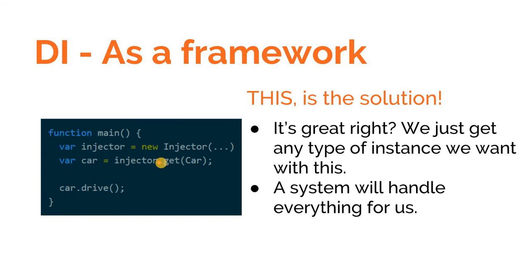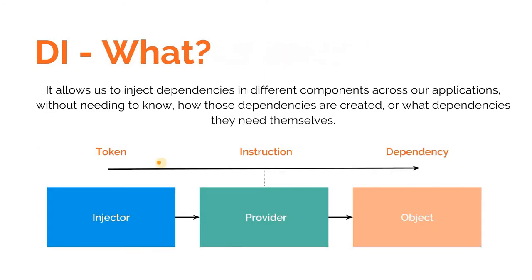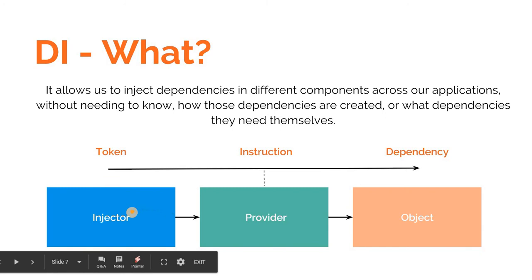You just have to ask it for a dependency and it provides it to you. Okay, so how exactly does it do it? Well, there are two things that play a vital role in this. First one is the injector right here, and the second one is a provider.